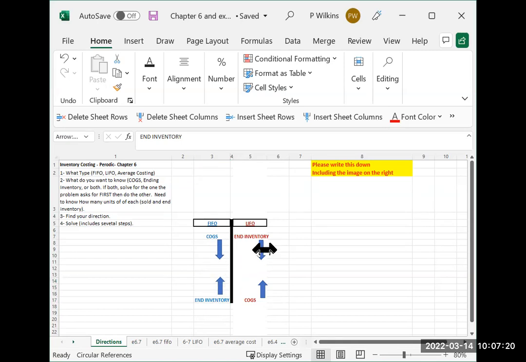It's the opposite for LIFO. For LIFO, the ending inventory sits at the top, and you're going to add down until you get to the number of ending inventory to get the cost. And for cost of goods sold, you're going to start at the bottom and work up with LIFO in order to get to the number of items sold to get the cost of goods sold. Okay. Now, if you know FIFO directions or LIFO directions, the other one is opposite. So you just need to know one of them. However, this should all be in your notes for the exam.